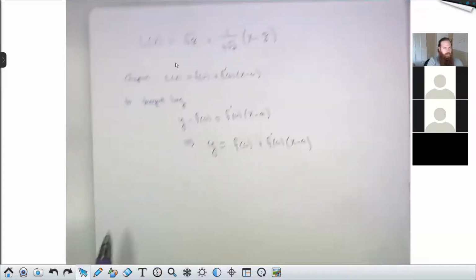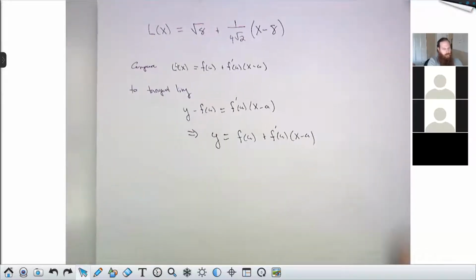So the linearization for any function at a point is the tangent line to that function at that point. You just think of that tangent line now as a function in its own right that's useful for approximating the original function f near the base point.